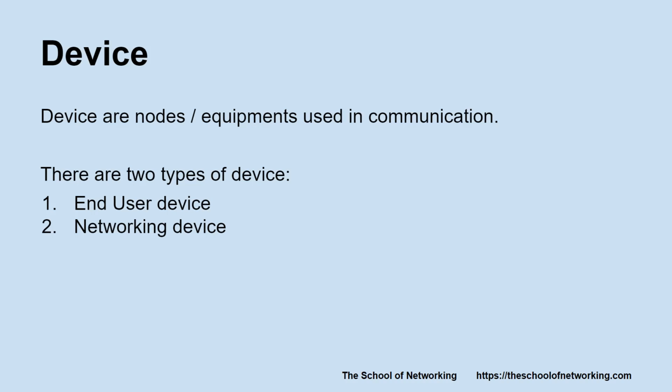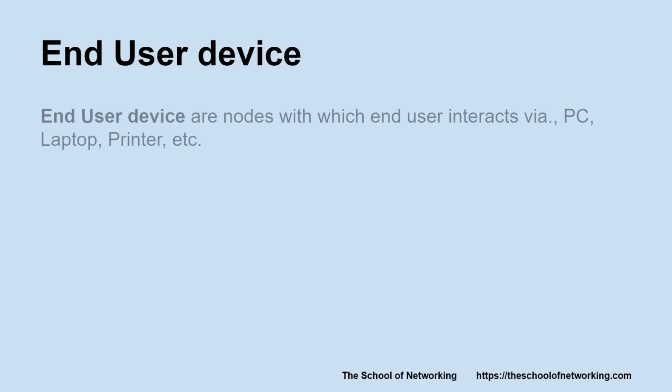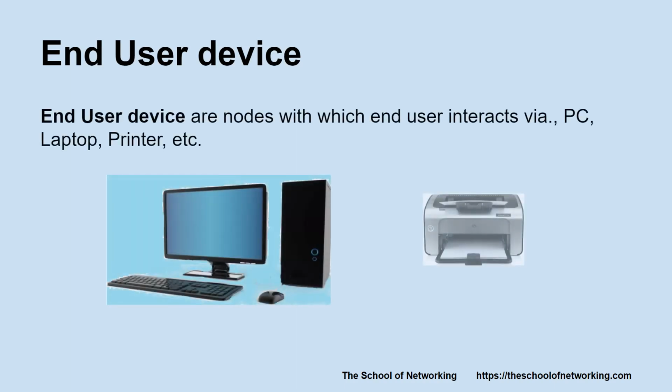So what is an end user device? End user devices are the nodes which are used by the end user, where the end user interacts. For example, PC, laptop and the printer, etc. It could be a scanner. So these are the end user devices with which the end user interacts.